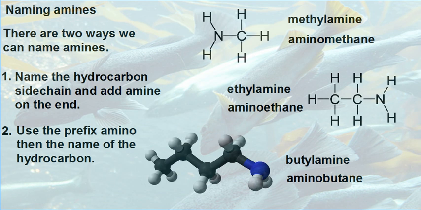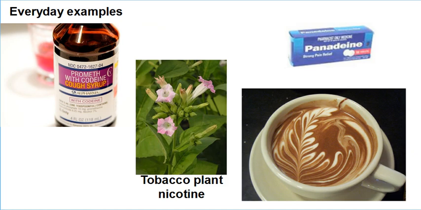So where do we see amines in real life other than in fish that are starting to break down? Well, everyday examples of amines include names or products that have names ending in INE in them. So caffeine is an example, Panadine, codeine, and nicotine. They're all examples of substances that contain amines.